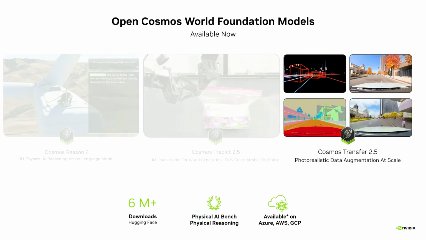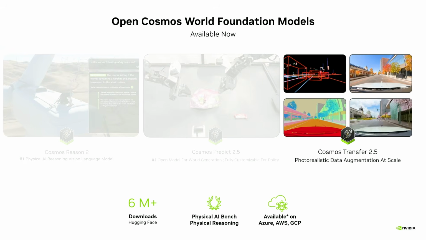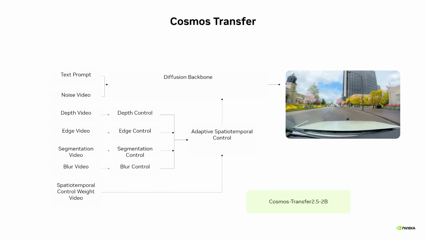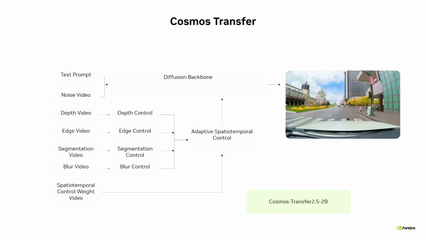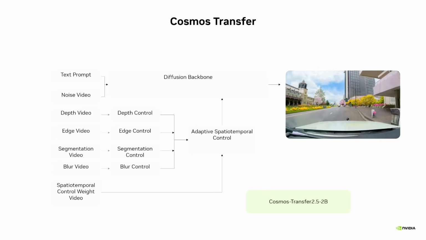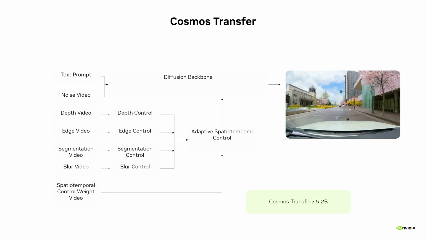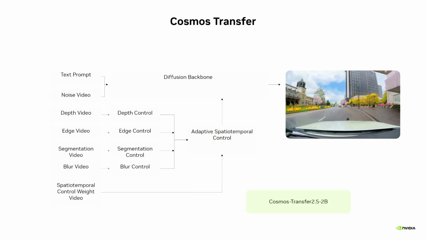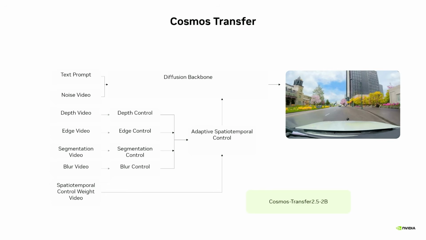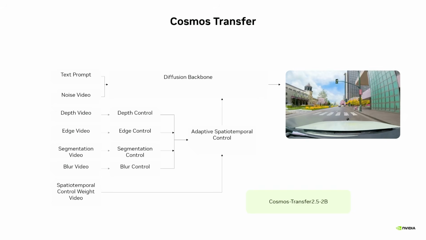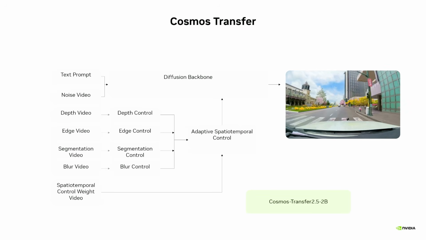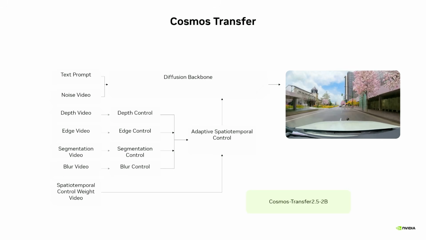The last model in this family is Cosmos Transfer. It's a model that can convert control input into photorealistic video outputs. The current Cosmos Transfer model supports the following control signals: depth, edges, segmentation, or blurred inputs. They can be used individually or together in any combination. And this becomes the control signal to change how Cosmos Transfer converts the noise to the video.